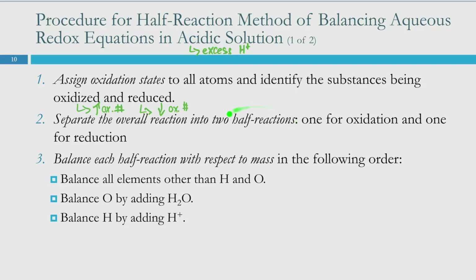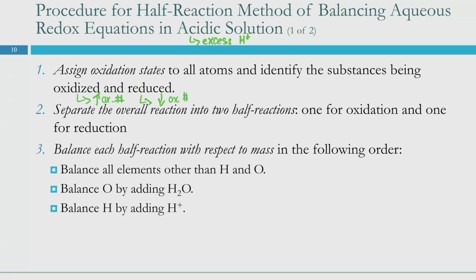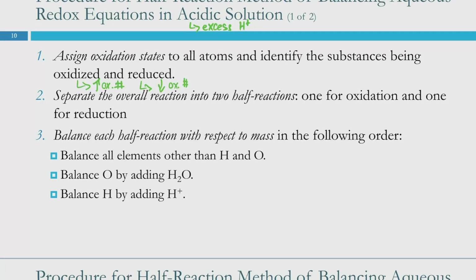So we separate into 2 half reactions. One of them's for our oxidation, one's for our reduction, and then we balance those with respect to mass.